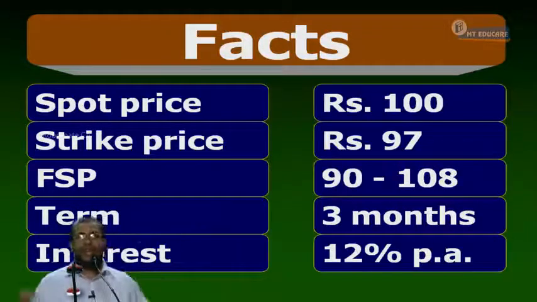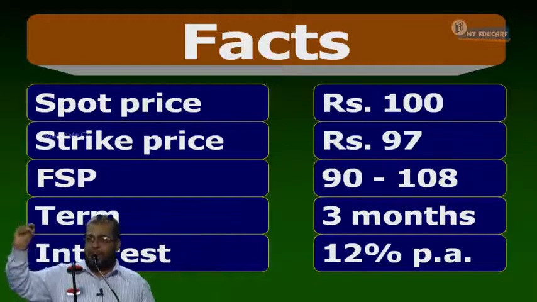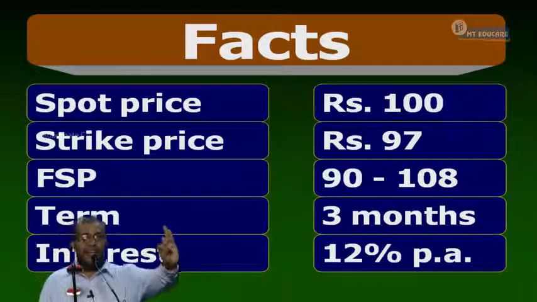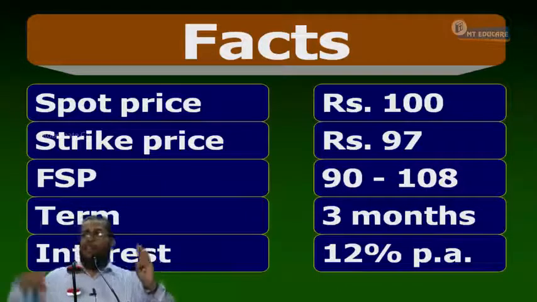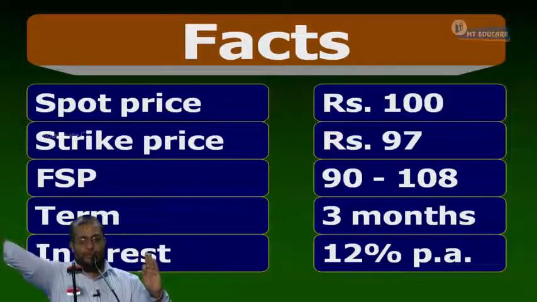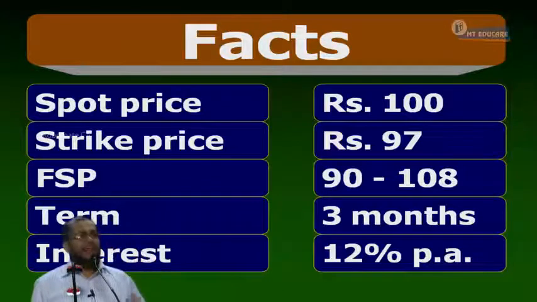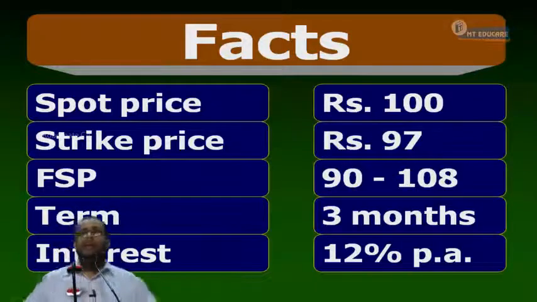Tell me how many steps are there? 6 steps. Tell me what is step number 1? Change in value of call and change in FSP. Step 2 is delta shares. The formula is change in value of call divided by change in FSP. Step 3 is future value of the portfolio. Step 4 is present value of the portfolio. Step 5 is present value of delta shares. Step 6 is the value of the call option. Yes or no?